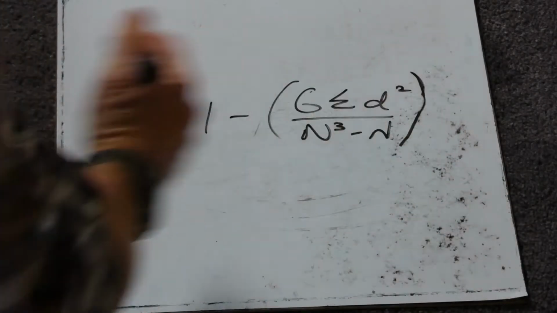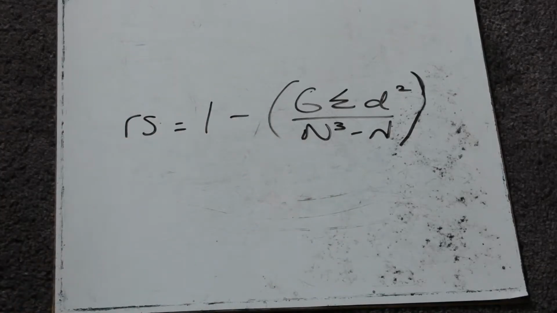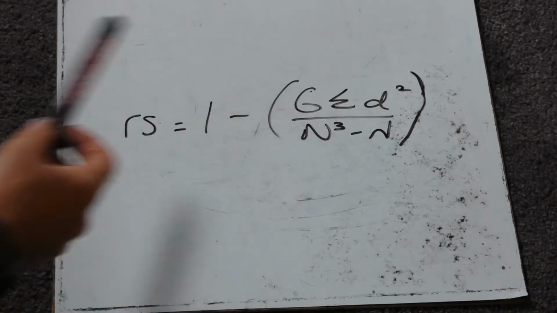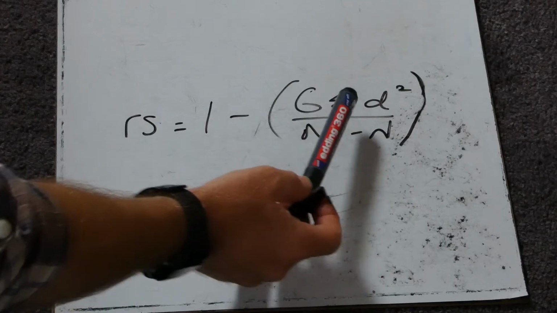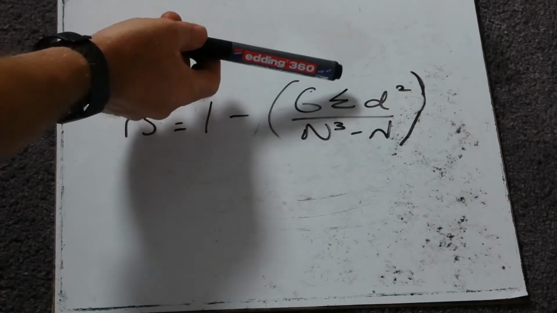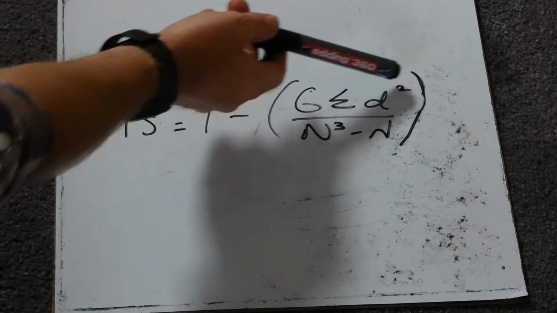So n is the number of variables that you've got. If you're testing the relationship between 10 different things, that'd be 10 times 10 times 10 minus 10. So that's just the number of samples, which is quite straightforward. And then on the top, this is 6 times that little sign there, sigma. That's the sum of, and then the d squareds.